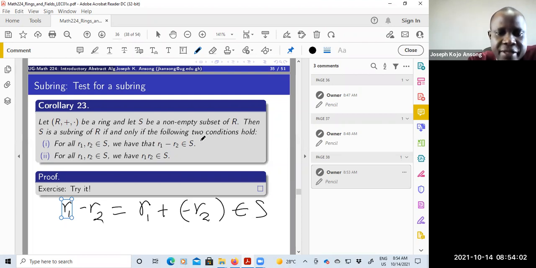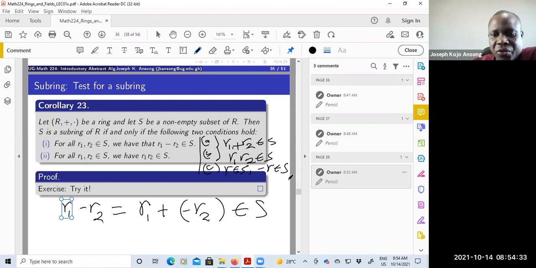In fact, in some texts, these two conditions are split into three conditions. They're identical to this. First, you want to show that if I pick R1 and R2, then R1 plus R2 is also in S. Secondly, I want to show that multiplication is closed: R1 times R2 is in S. And thirdly, you want to show that if R is in S, the negative of R, the additive inverse, is also in S. Really, these are identical to these conditions, but this is the popular one.